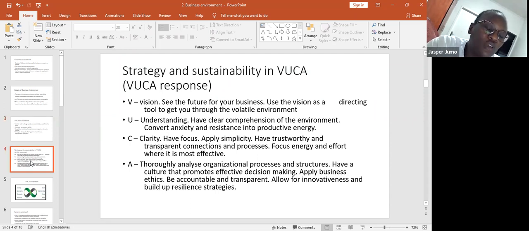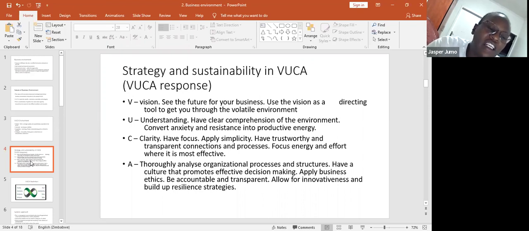So when you want to set up a strategy to remain sustainable in a VUCA environment, the one that has challenges, you bring into play VUCA response. So now the V that was standing for volatile is now standing for vision. As you run your organization, you must have a vision. That way, you are able to remain on track.